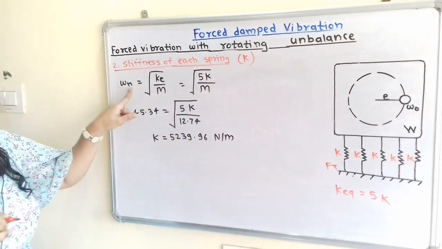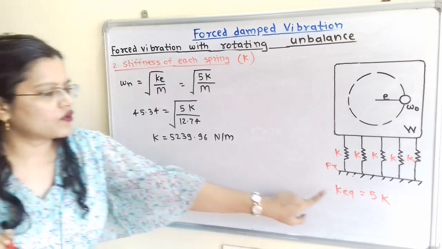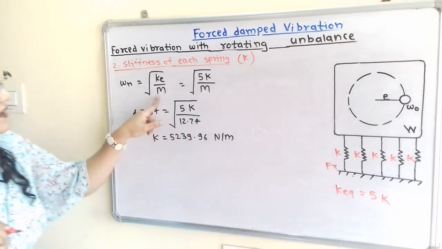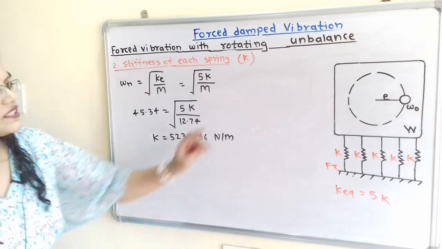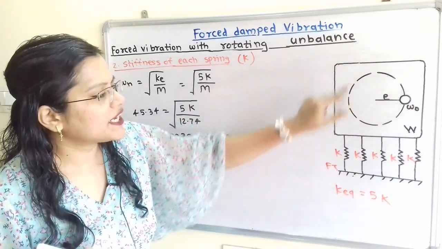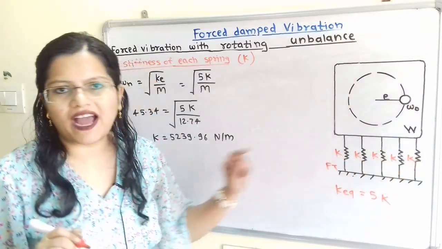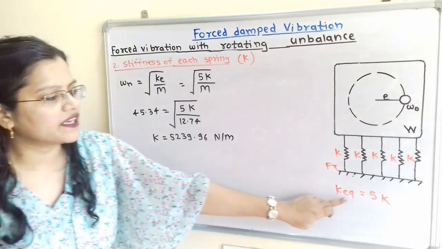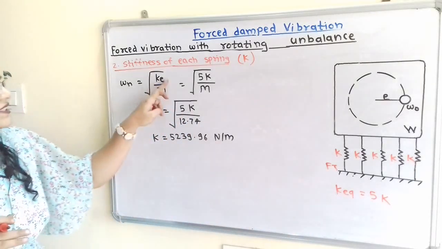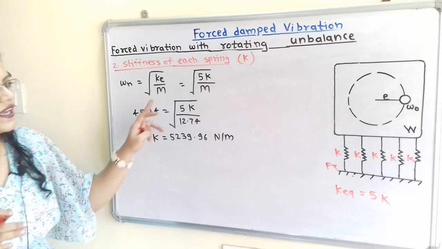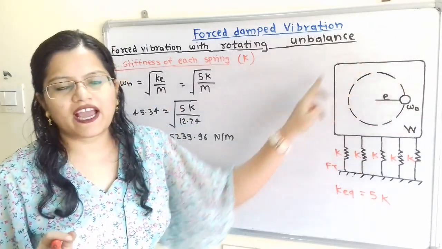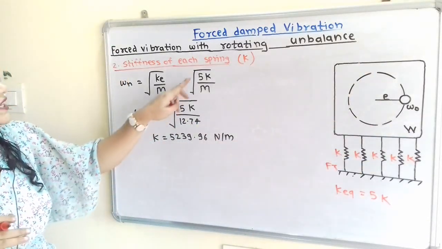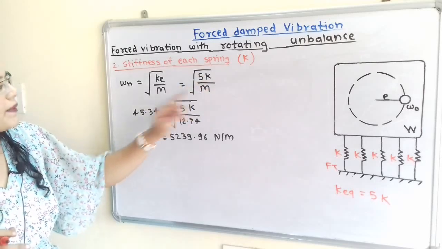So we know that omega n is equal to under root of K equivalent divided by M, because this whole system is equally distributed on these 5 springs. So we have to consider here equivalent spring stiffness Ke by M, where M is this capital M, which is equal to under root of 5K by capital M.